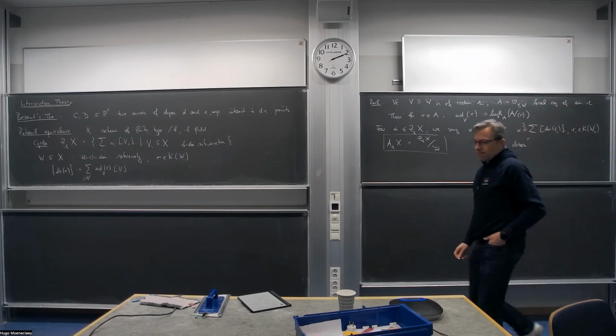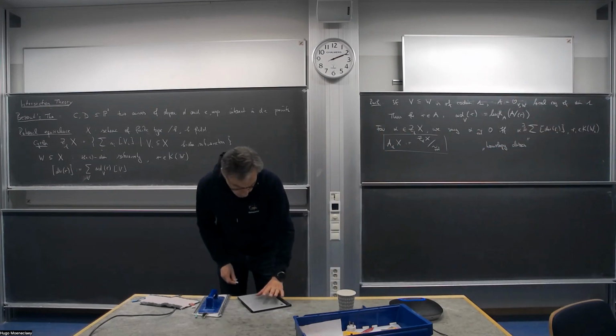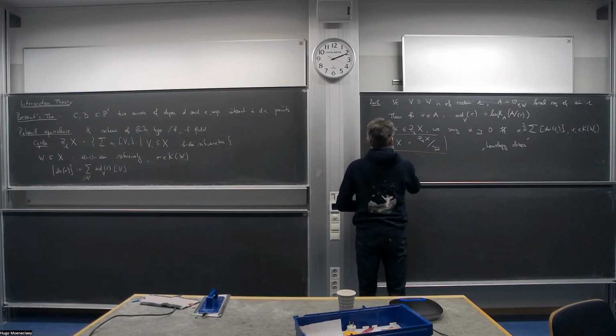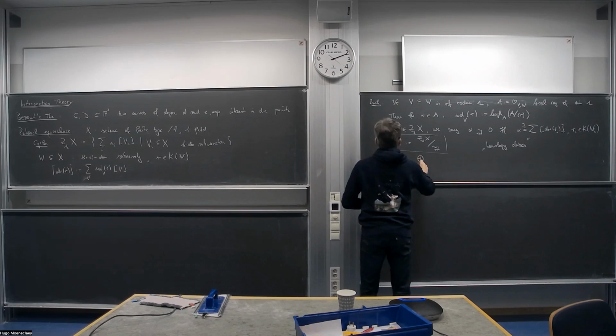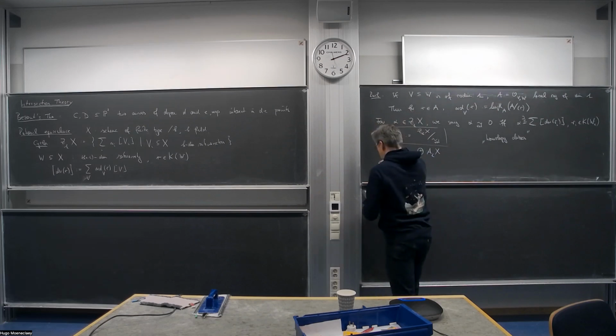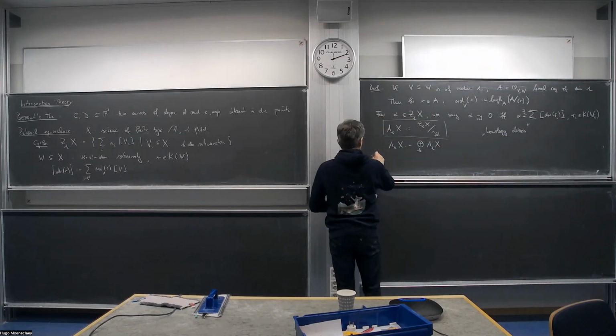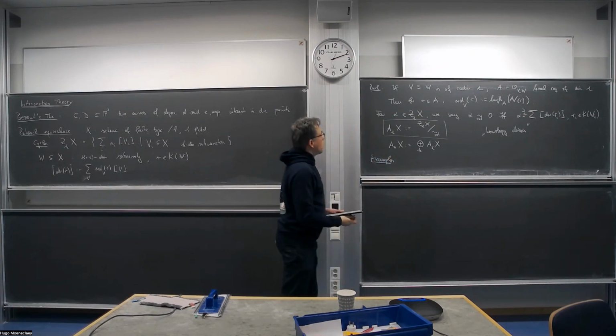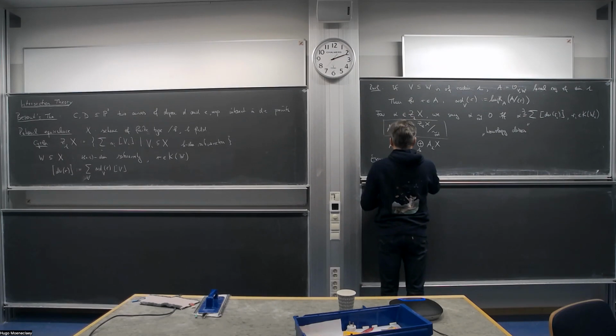K-dimensional homology classes. And now, when one defines A star of X, this is just the direct sum over K of A K of X. And some examples.